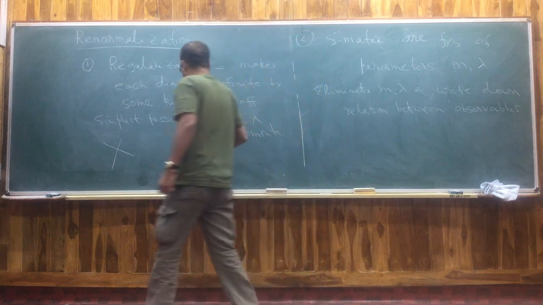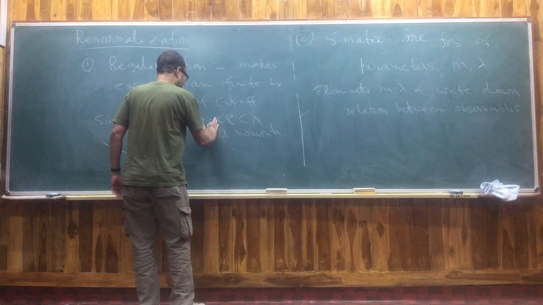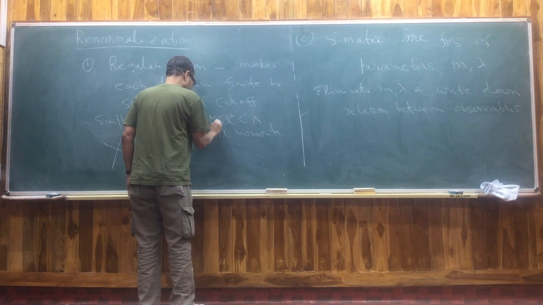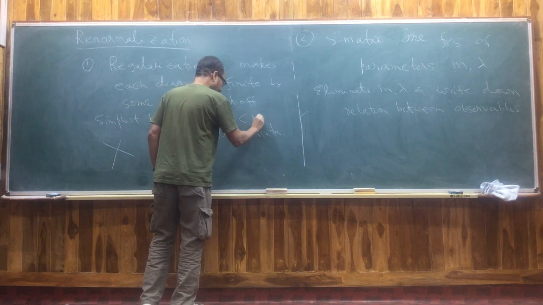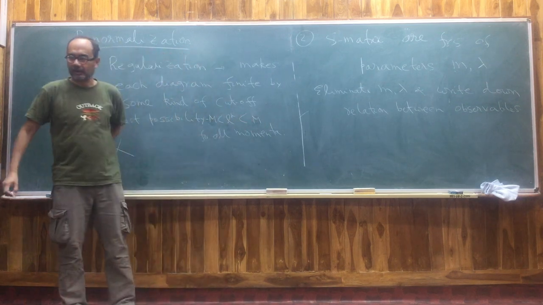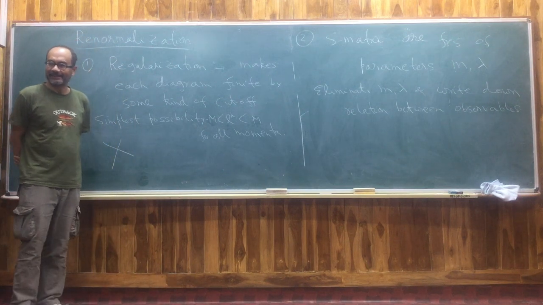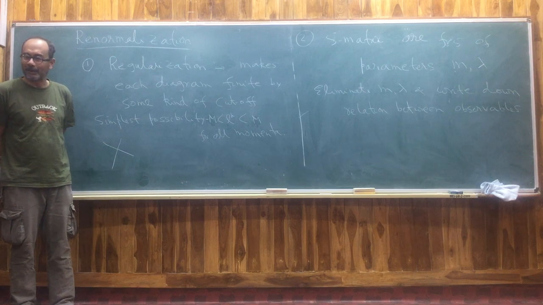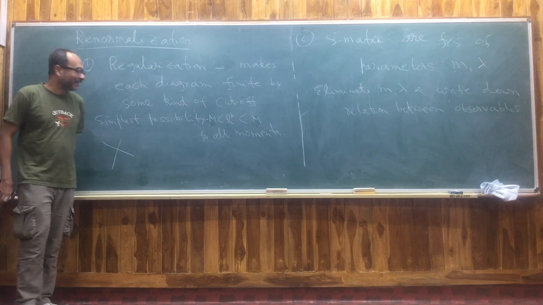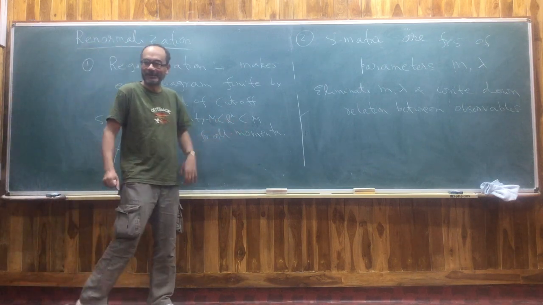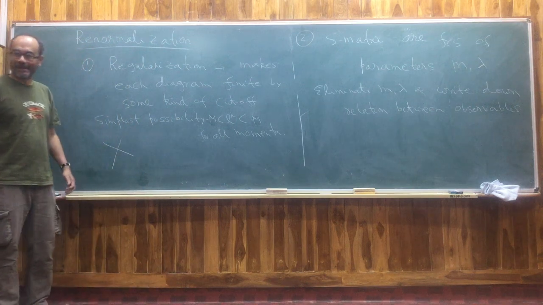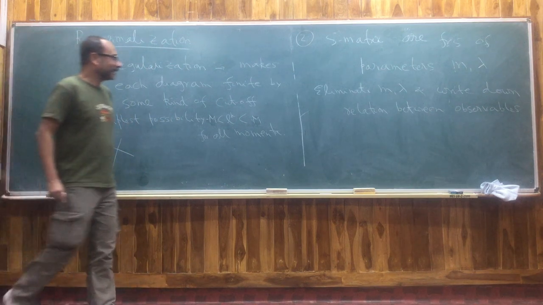If that confuses you, let me put capital M. This is some big mass cutoff. So the coupling lambda has nothing to do with this cutoff. It's good that you start getting used to two symbols of the same name. Is this clear?